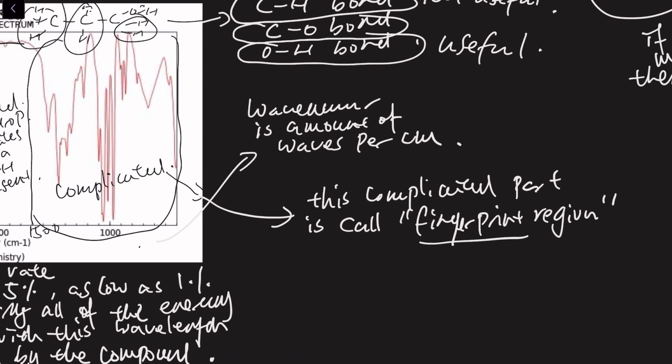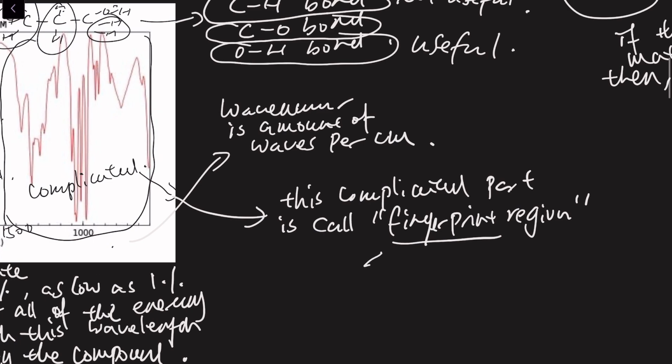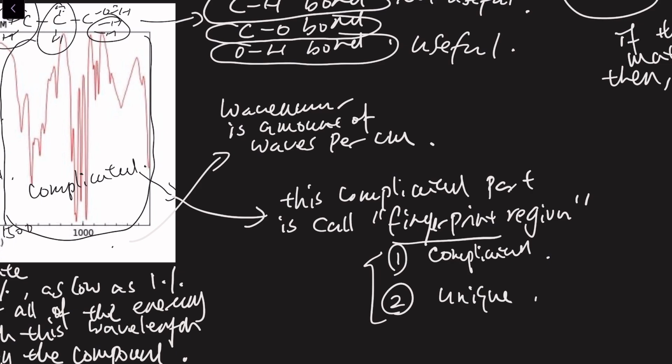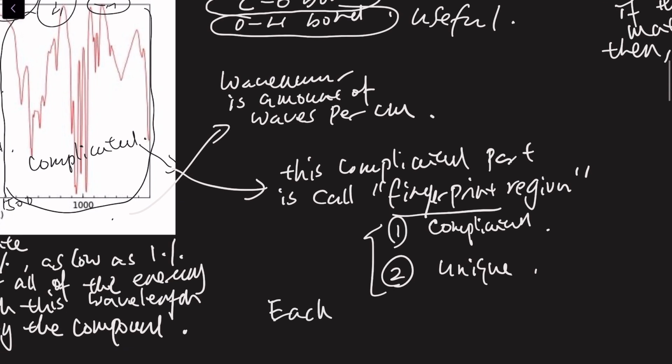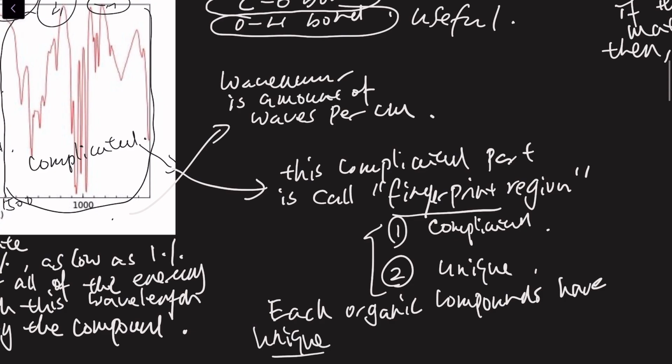By the name fingerprint, it should tell you something. I can think of two things. If you look at the fingerprint on your finger, you know it's very complicated. But another useful characteristic is that the fingerprint is unique. Each person has a different fingerprint, and this also applies to organic compounds. Each organic compound has a unique fingerprint region.